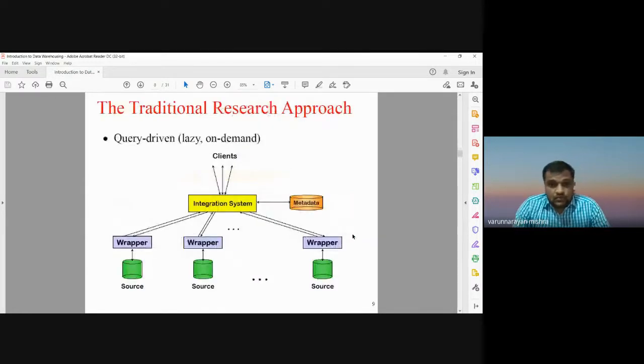Okay, so the traditional approach is based on the query driven, that is on demand. The client needs to access the data set. You can say it's an integrated database management system that will be accessed by different clients, and we have different metadata. When the data is coming from various sources, it may be wrapped up in the database management system that will be integrated on a common platform known as a data warehouse.